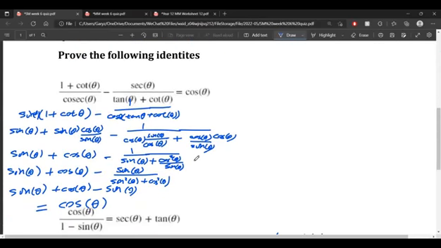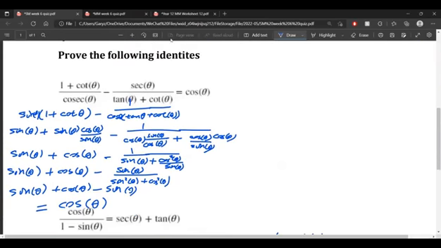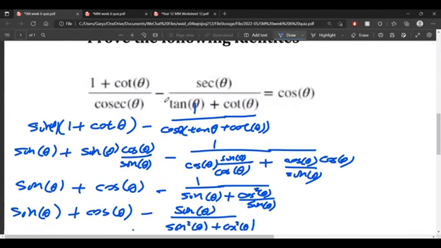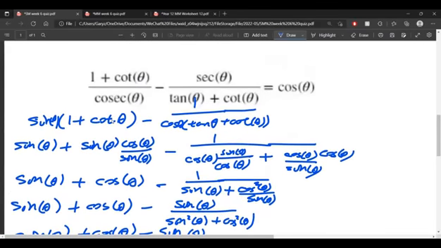And these are a bit harder questions. It asks us to prove these identities, so I'll zoom in a little more to show you my thought process here. My first thought, because it's 1 plus cot on cosec, that's the same as sine of theta times 1 plus cot. And on this side, because there's a sec on the top, I took the sec to the bottom, so it's cosine of theta times everything here.